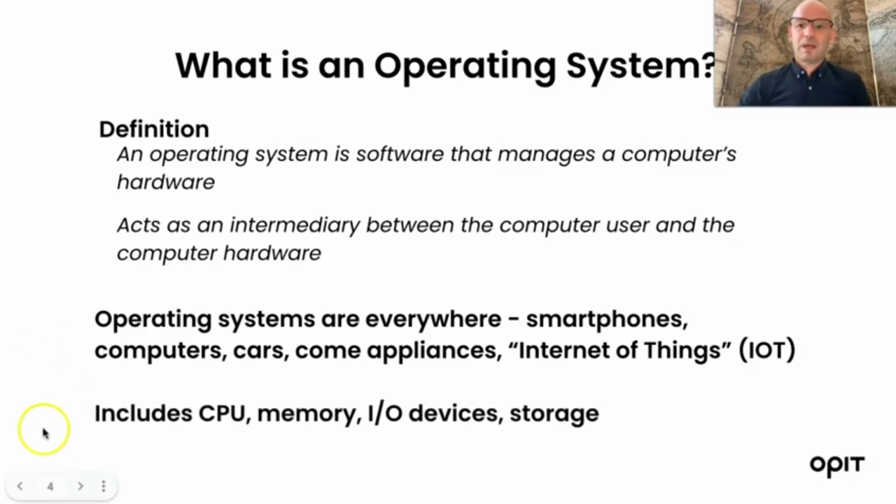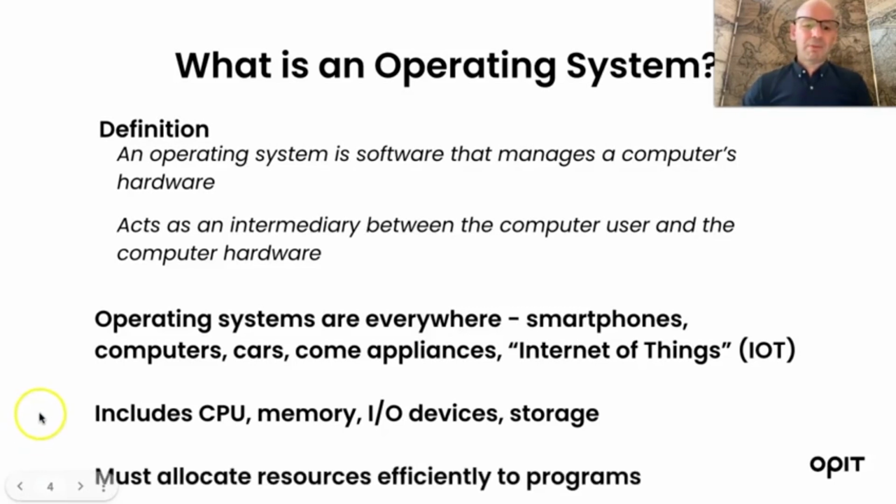And an operating system has at its disposal the CPU. It has memory, input-output devices such as keyboards, mouse, trackpad, touchscreen, and storage devices. So different ways of storing information: magnetic disks, traditionally, solid-state drives, etc. So all of this makes up a computer system. And an operating system must be able to allocate resources efficiently to programs. So programs need to run, and the operating system helps those programs to run efficiently and to not step on each other's toes, so to speak.